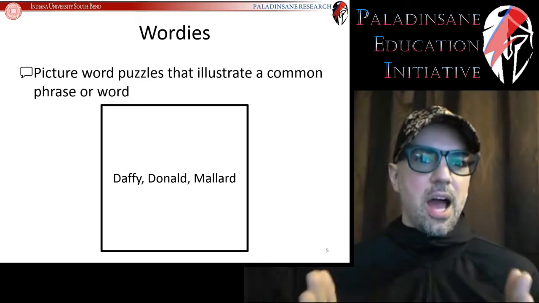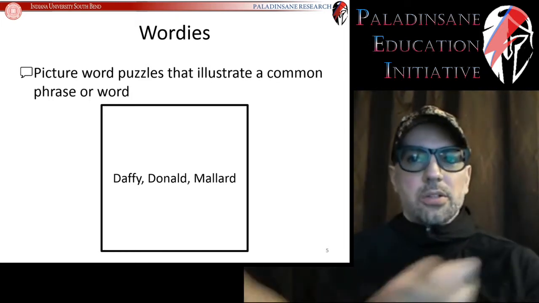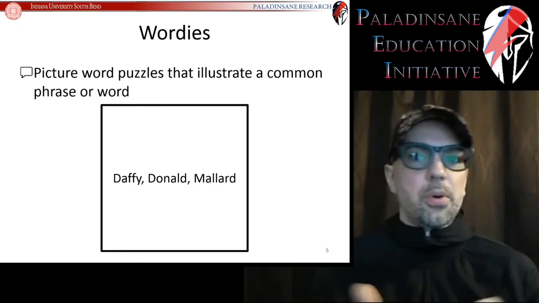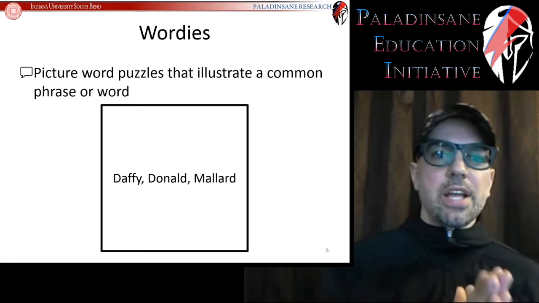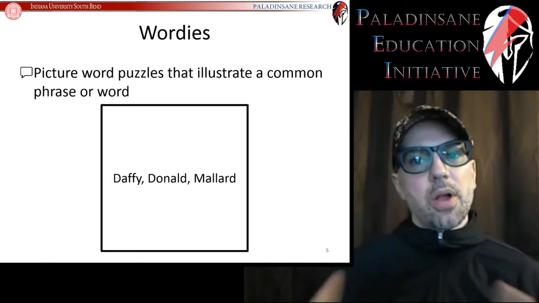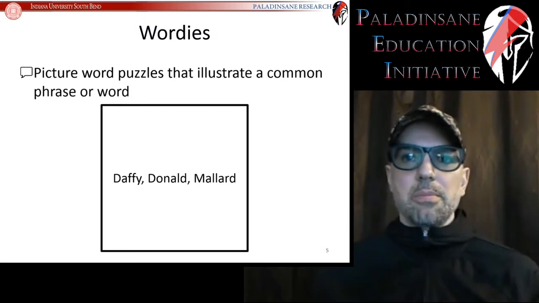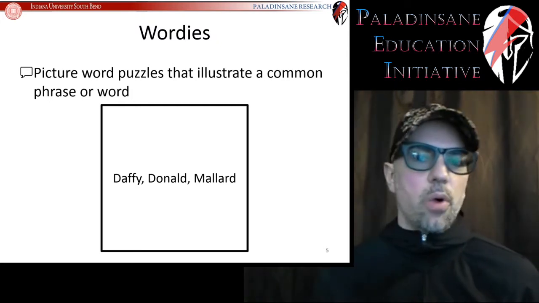But it is immediately obvious how to reduce that difference. You just say the 3 words, Daffy, Donald, and Mallard. Super simple, it's an obvious solution. However, to guess the phrase is not an obvious solution. So that's what makes it a problem. So Daffy, Donald, and Mallard, you have to go through some cognitive work to figure out what that phrase is.